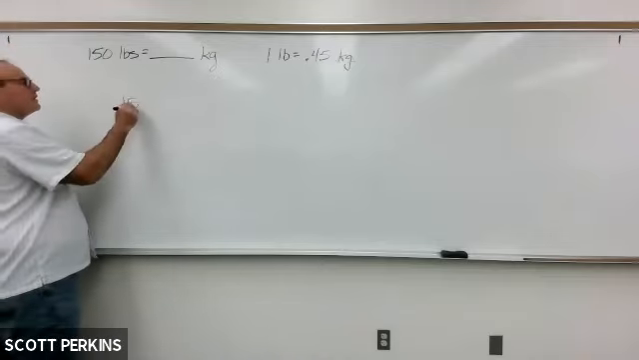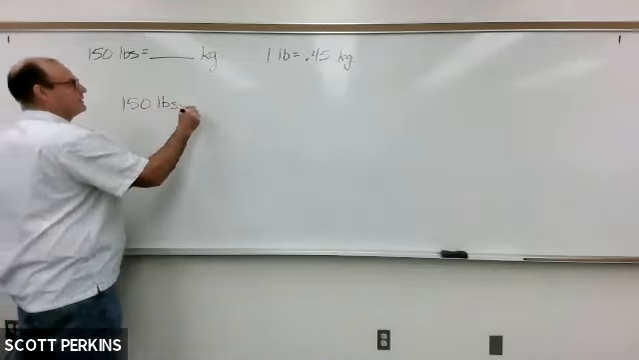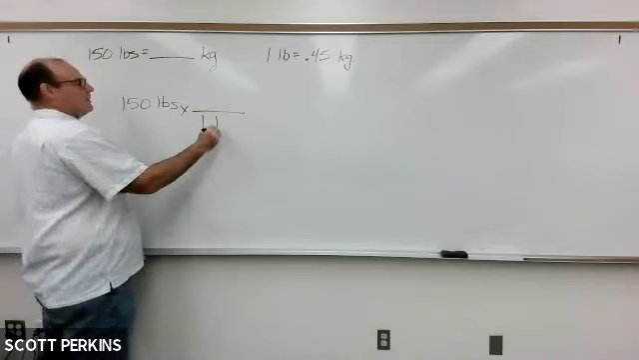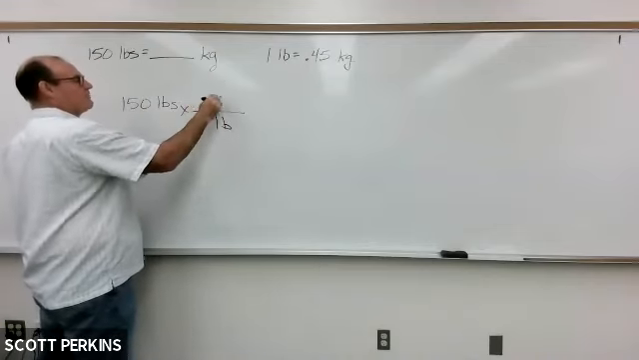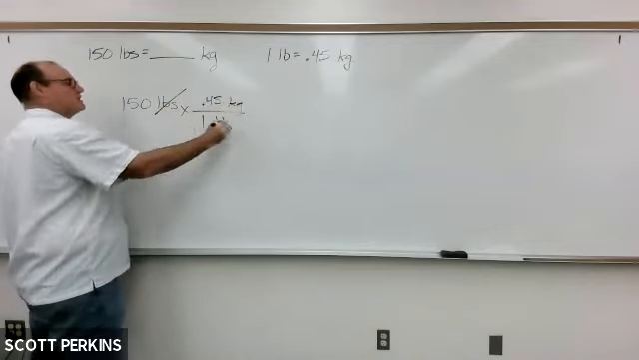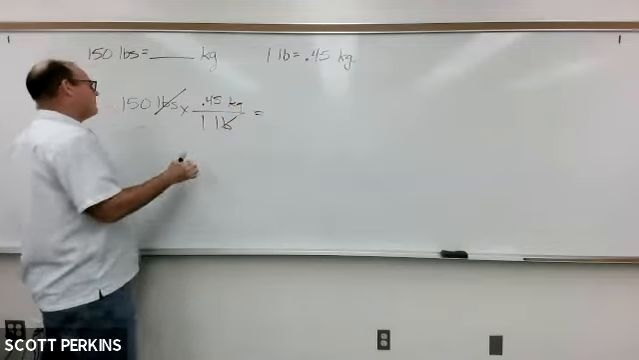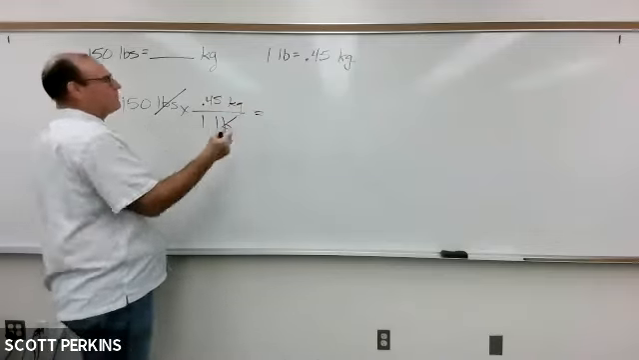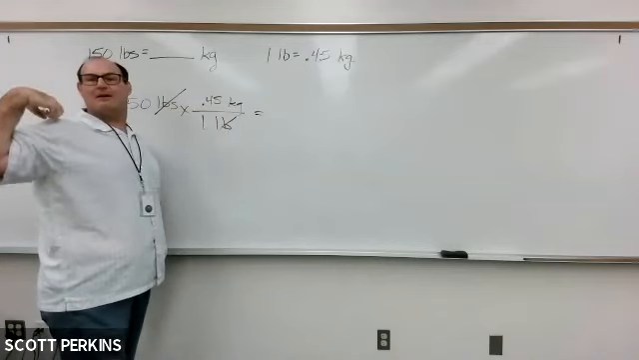Okay, so we start off with 150 pounds. This time we're told that 1 pound is equal to 0.45 kilograms. So pounds cancel, that's what I want. And when you multiply 150 times 0.45, what do we get there?